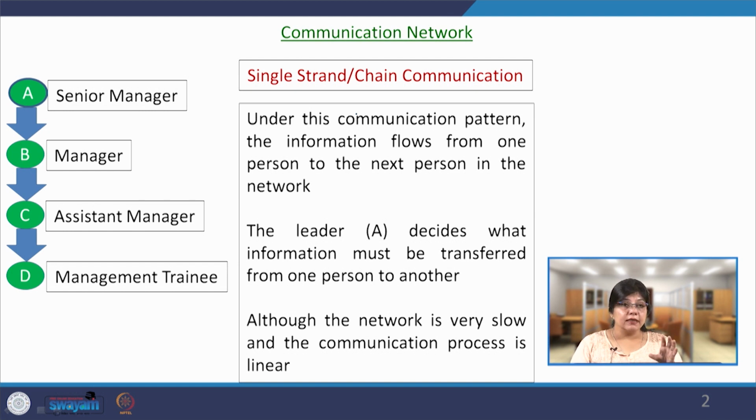Although in this kind of communication the flow is linear, it is slow, because the information has to be transferred from one employee to another. It is linear, but at the same time it is slow, and that is why the further outcomes are also very much delayed or slowed in the whole process. So, this is single strand or chain communication.